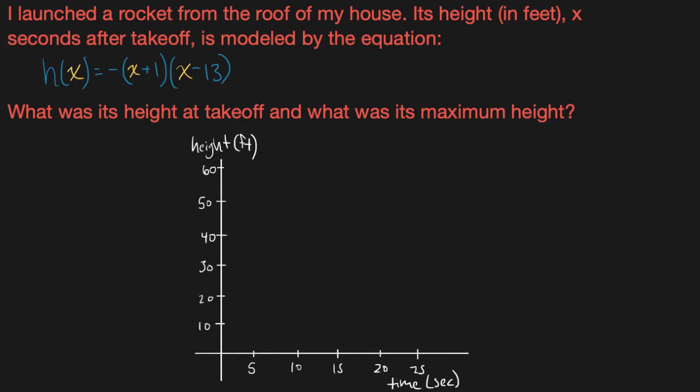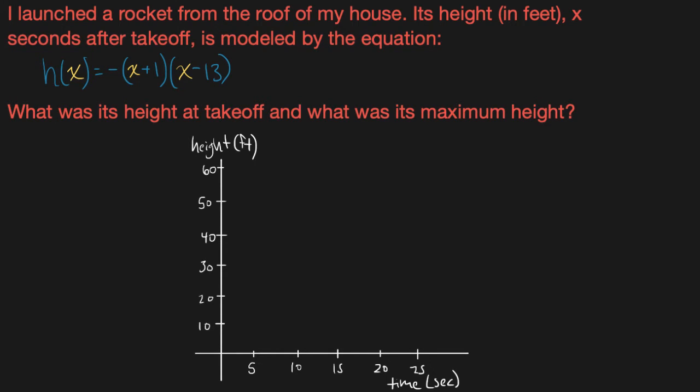I launched a rocket from the roof of my house. Its height in feet, x seconds after takeoff, is modeled by the equation below. H of x is equal to negative x plus 1 times x subtract 13. What was its height at takeoff and what was its maximum height?